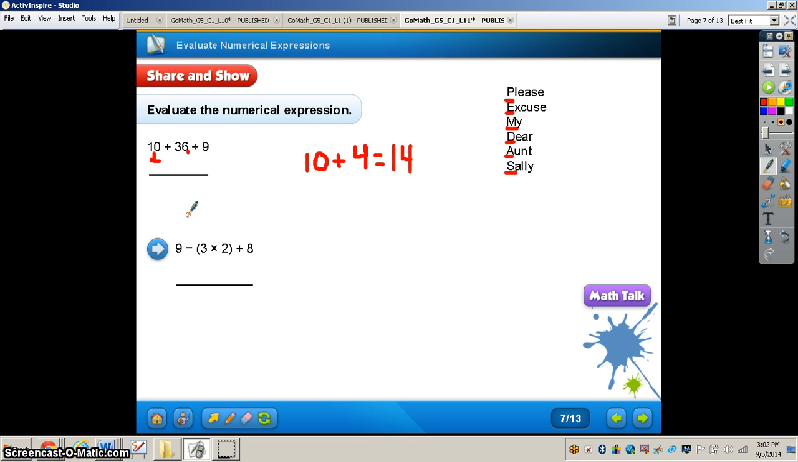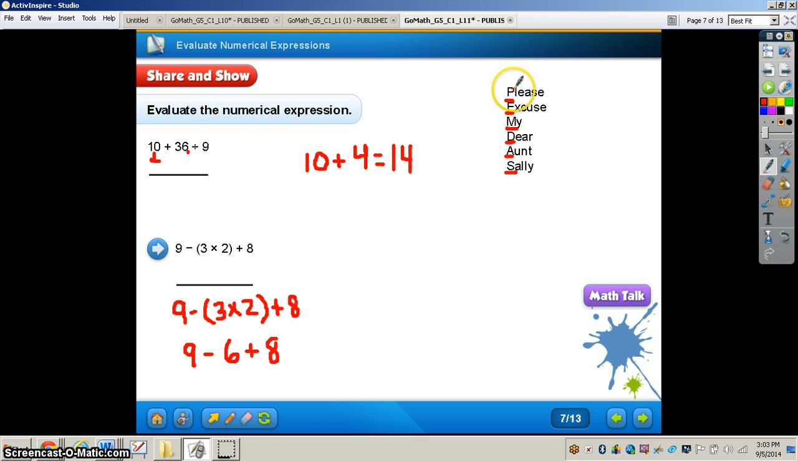Now taking a look at the next problem. We have 9 minus 3 times 2 plus 8. Remember, order of operations, you always do parentheses first. So we can just rewrite this right in your math journal. 3 times 2 plus 8. So first thing, 3 times 2 is going to give me 6. We do that in parentheses because that is first in our order of operations. So we have that finished. Now we have 9 minus 6 plus 8.